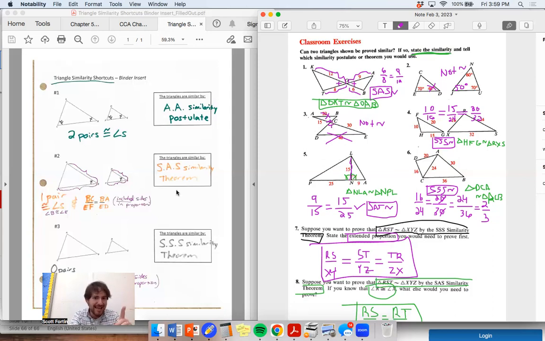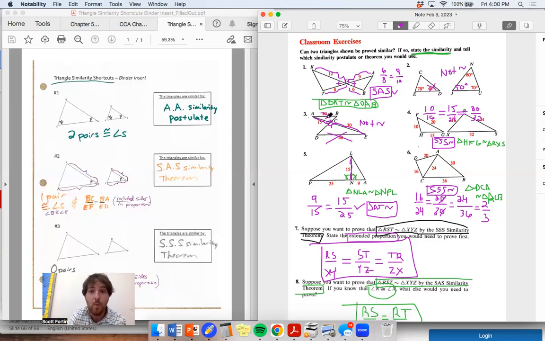So I'm thinking SAS similarity theorem. SAS similarity theorem has one pair of congruent angles. I have that. What else do I need? Well, I need the included sides in proportion, okay? So what I have here is one pair of included sides that is in a 1 to 2 ratio, 15 to 30, small to big, small to big, small to big, okay?